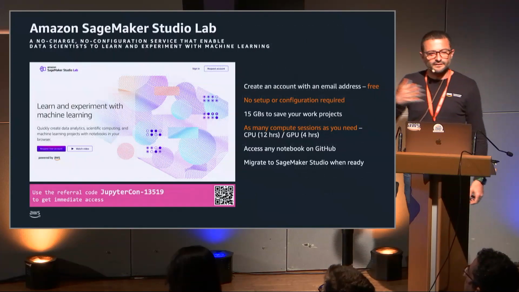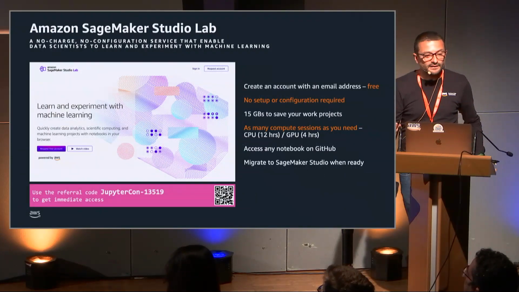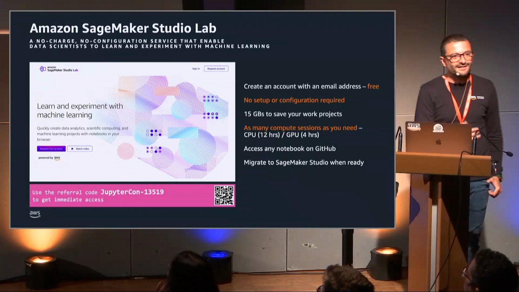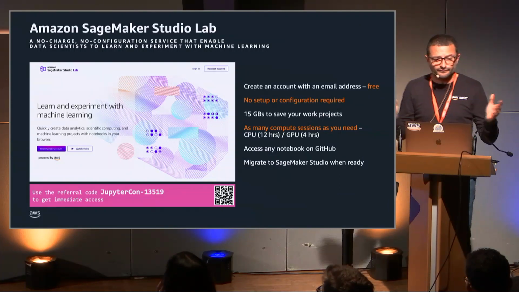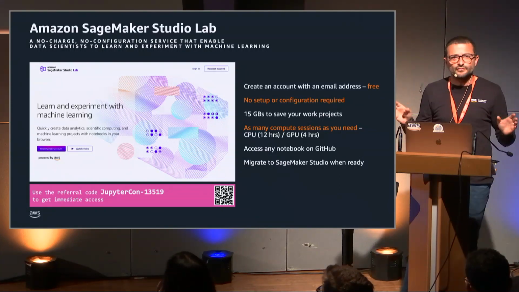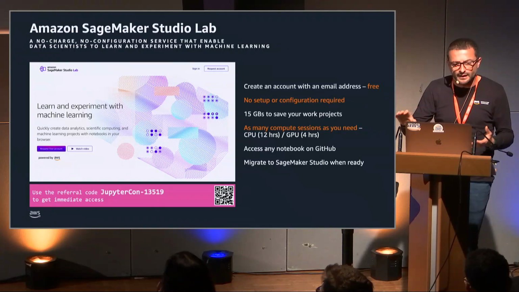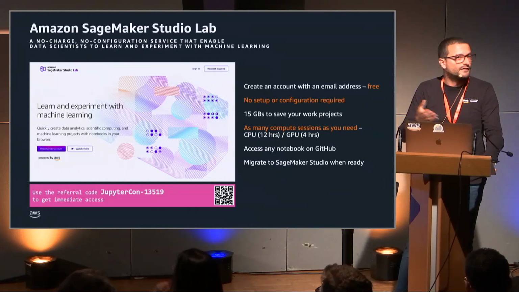Well, in this transition, when you start using the cloud, what you can start with is looking at Amazon SageMaker Studio Lab. SageMaker Studio Lab, as I said, is a free environment. You can just create an account with an email address. It's free. No setup, no configuration is required. You immediately get access to JupyterLab running in the cloud. You have 15 gigabytes of storage to save your projects.